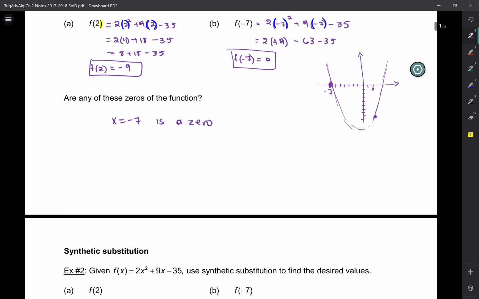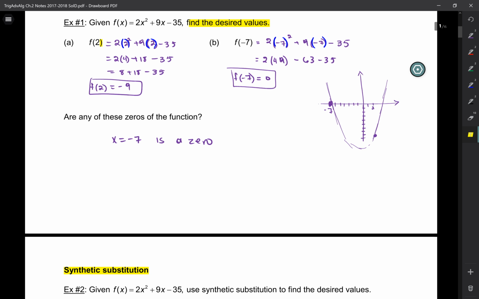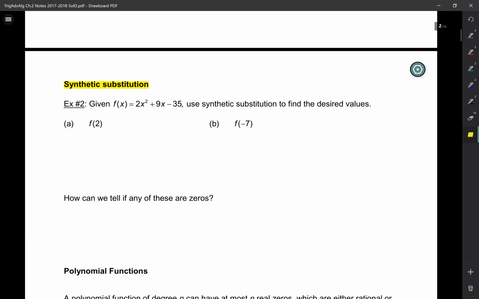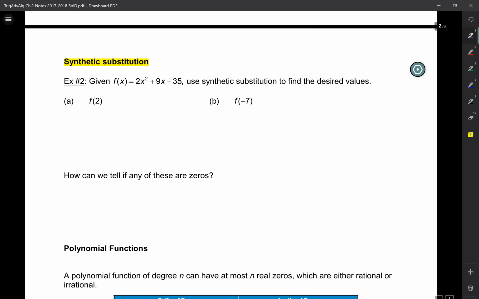All right, now we're going to do the same thing using synthetic substitution. Okay? So you see how we did here? We had to plug those in, and that's how we did it. Now we're going to do the same thing, f of 2 and f of negative 7. So what we do here is this. You're looking for f of 2, so I put 2 out here.